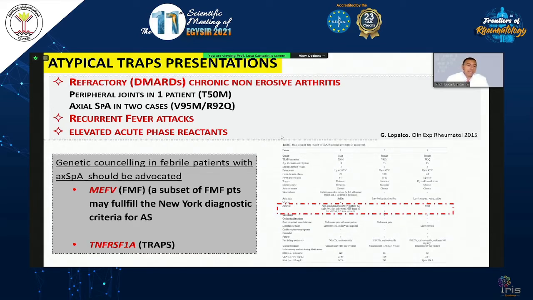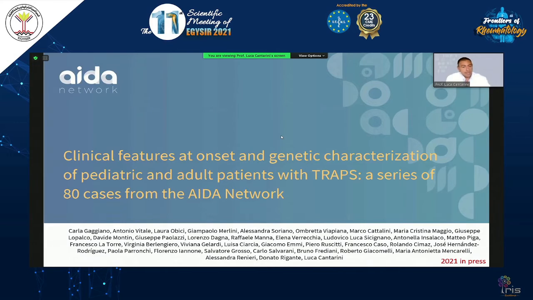In light of these findings, and taking into consideration that patients with familial Mediterranean fever may also have axial spondyloarthritis, in our unit genetic testing is usually performed in patients with spondyloarthritis presenting with recurrent fever attacks and a marked elevation of acute phase reactants, in addition to the lack of response to traditional immunosuppressive agents.